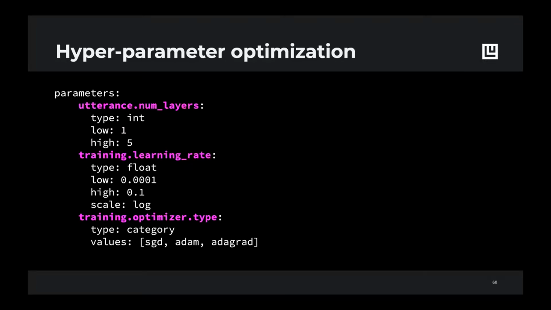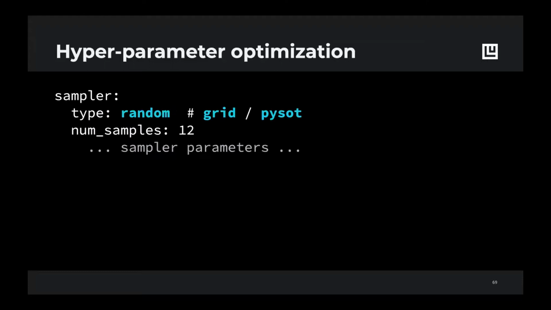For the parameters, you can have different types: int, float, or category. And you can specify the ranges or the different values that can be optimized. For samplers, at the moment we have random, grid, and PySOT. This PySOT optimizer is a Bayesian optimization method, and it has its own parameters. For instance, you can specify how many samples you want, or other hyperparameters of the PySOT optimization itself.